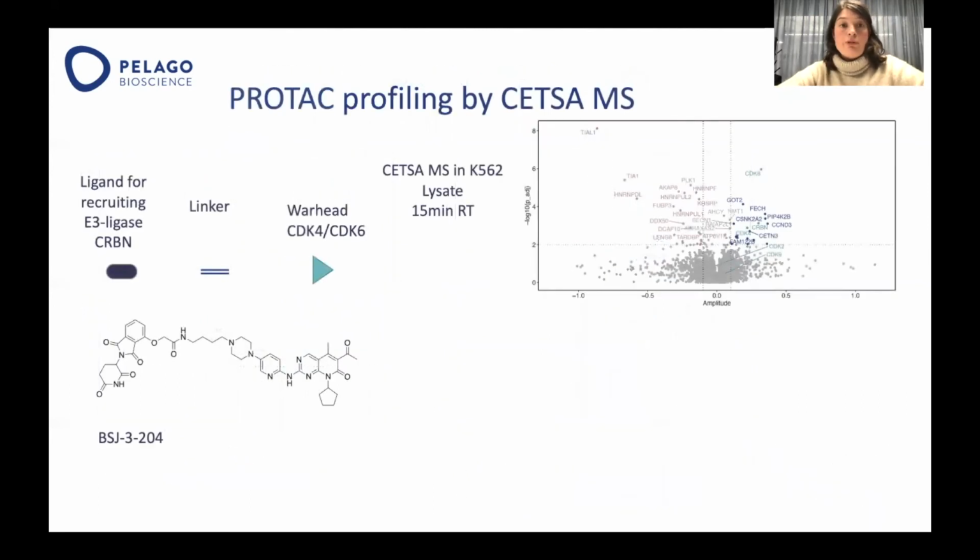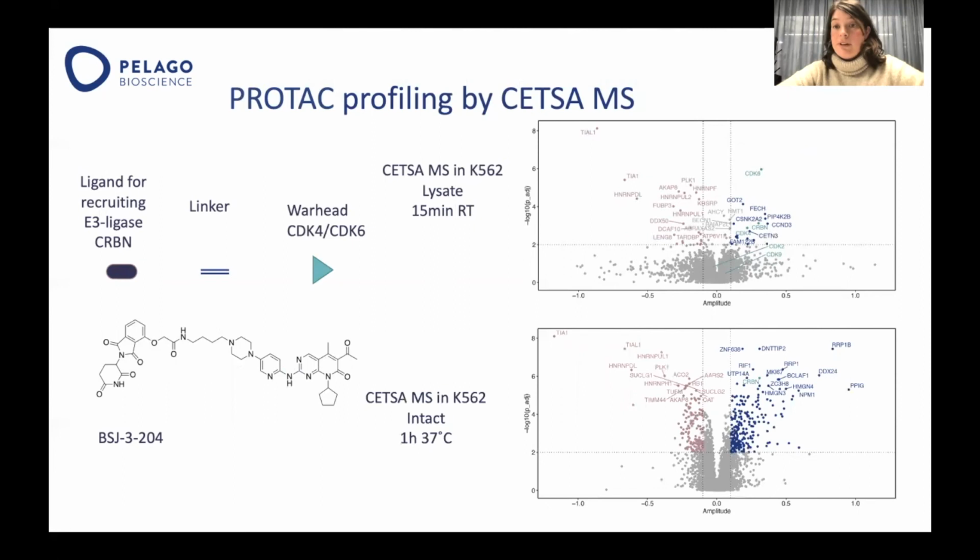We have also profiled the PROTACs in the CETSA-MS format. So this is the same PROTAC we included in the CETSA HT study I described earlier. The first data here is the lysate data. So after 15 minutes incubation at room temperature, looking at the CETSA MS profiling in K562 cells, both CDK6 and 4 are among the protein hits, in addition to a number of kinase targets that can be viewed as the off targets of palbociclib.